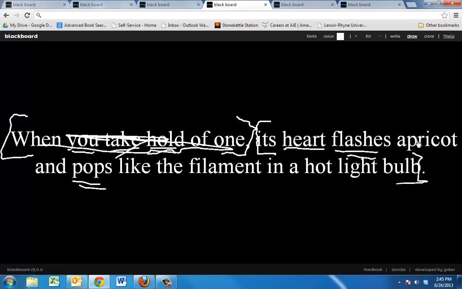Well, now what do we do with the rest of the words? Well, apricot describes the flash.